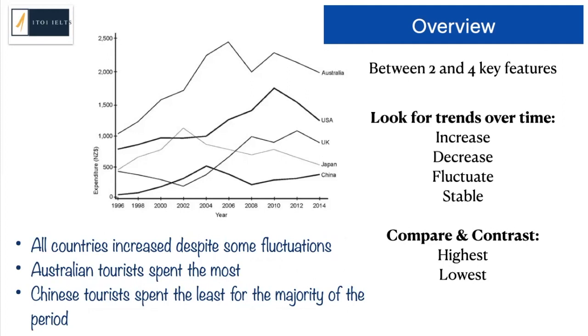Because everything is doing exactly the same, to find some extra key features, because we need at least two, I'm looking at the highest and lowest data. Well, Australian tourists spent the most, and we can see Chinese tourists spent the least for the majority of the period.